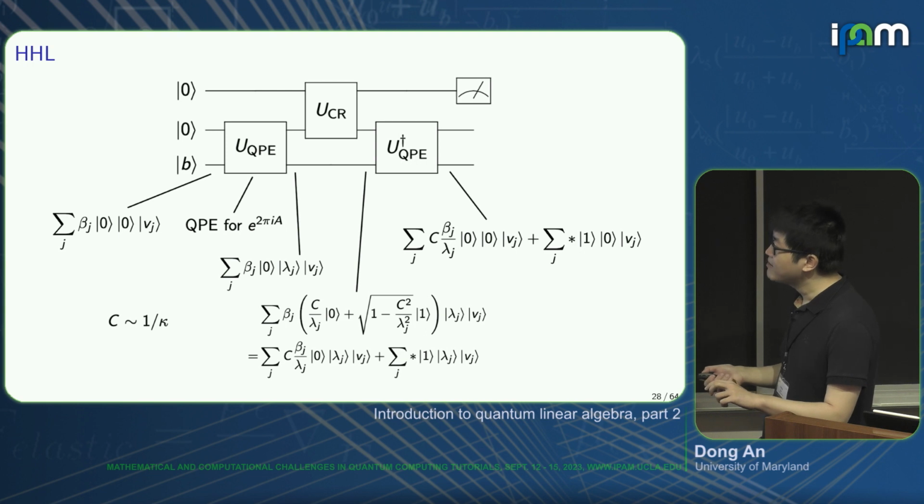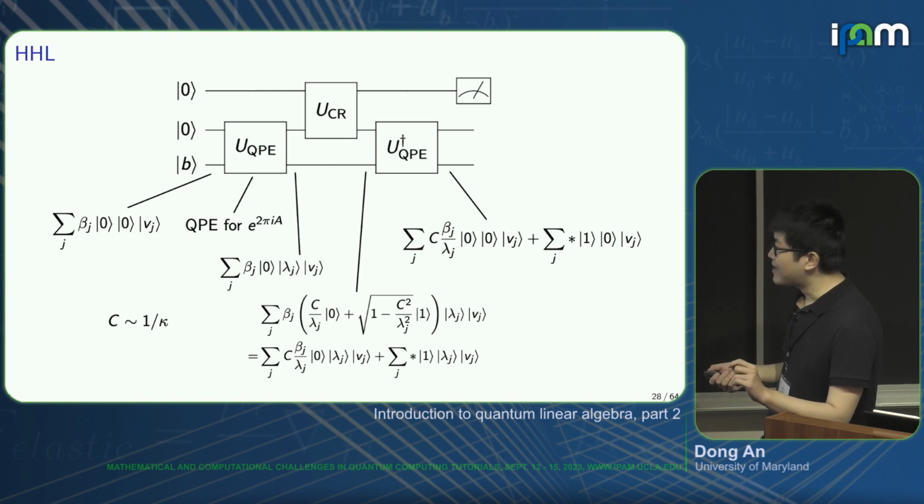This procedure is coherent. In the first step, we have a superposition of the different eigenvectors, or eigenstates. So when we apply phase estimation on this superposition state, we are coherently applying phase estimation on different eigenstates. For different eigenstates, we get different corresponding eigenvalues. So basically we have each lambda_j for the corresponding v_j eigenstate.